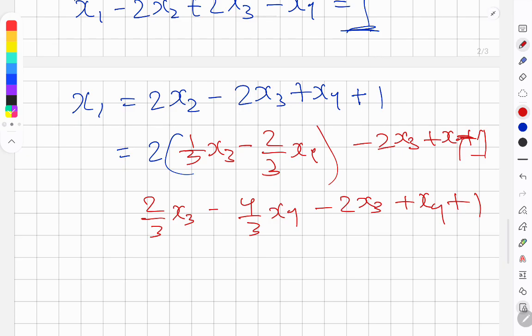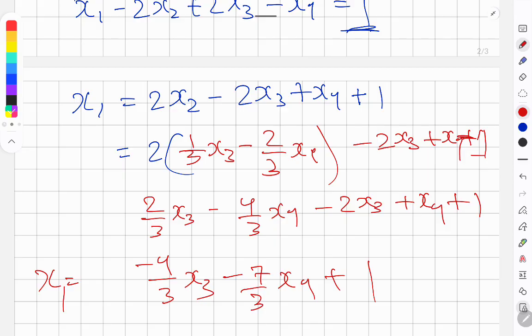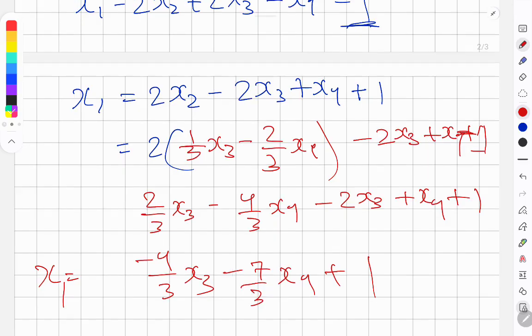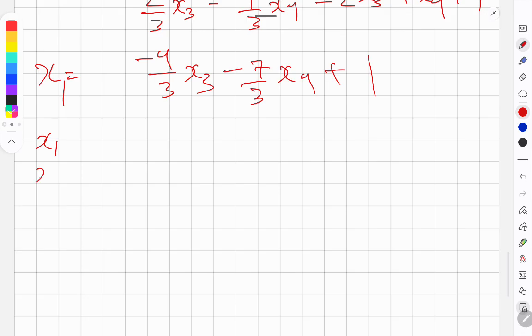And if you do it, so this one will be how much? This 2, this will be 6, so negative 4 by 3 x3. Correct me if I'm wrong, okay? And this one will be, if I take this negative 4, negative 7 over 3 x4 plus 1, right? Am I correct? Yes, that's correct. So my solution x1.